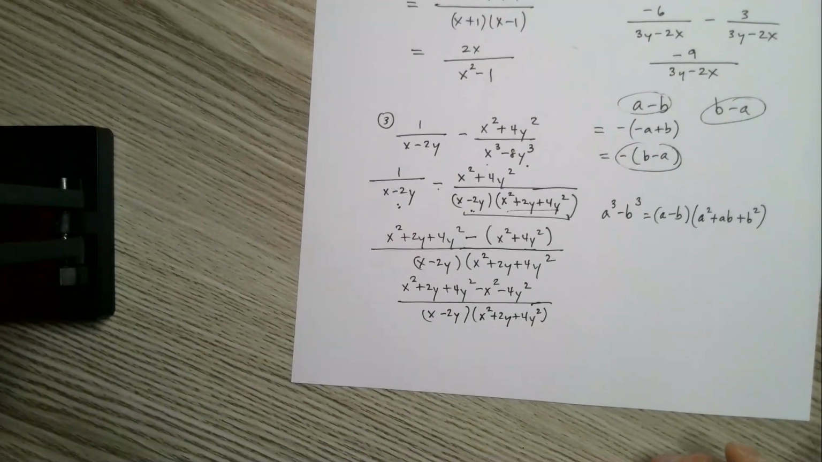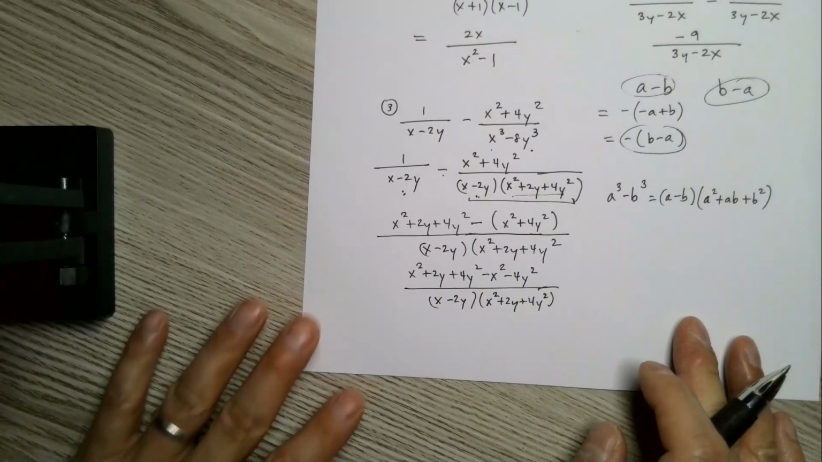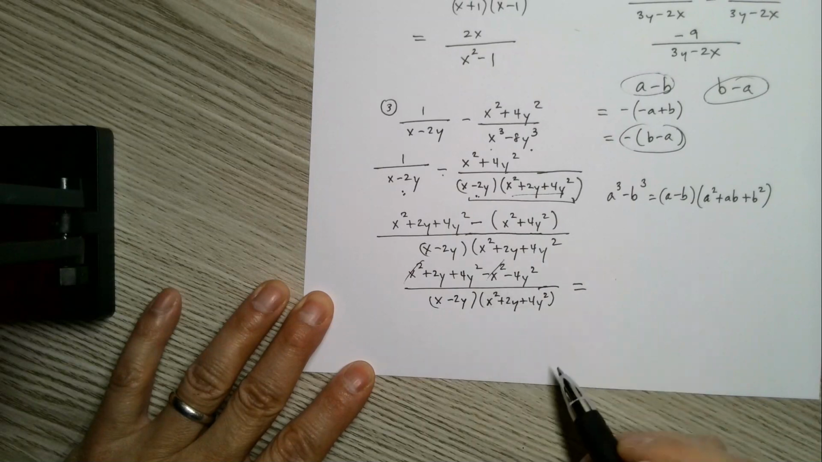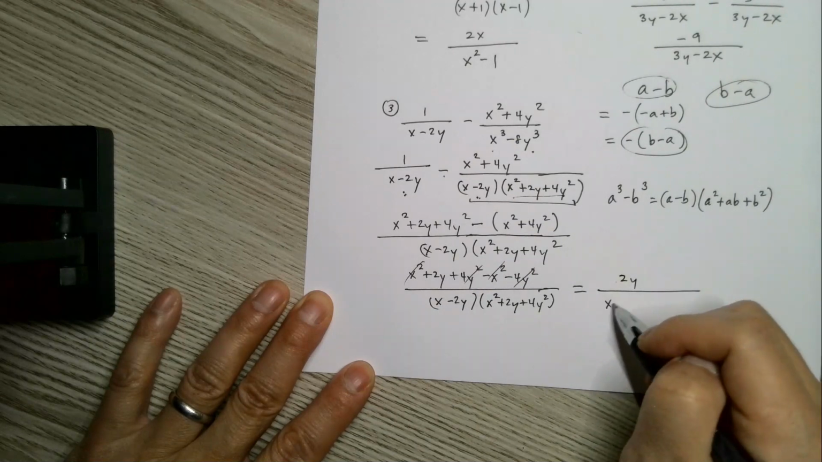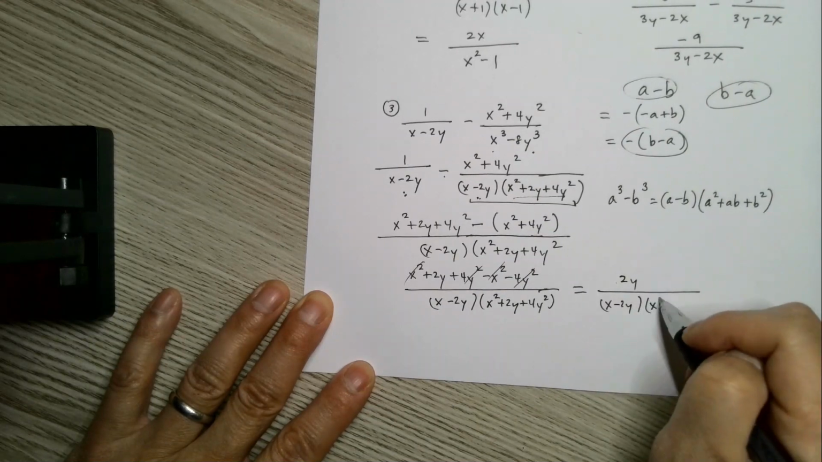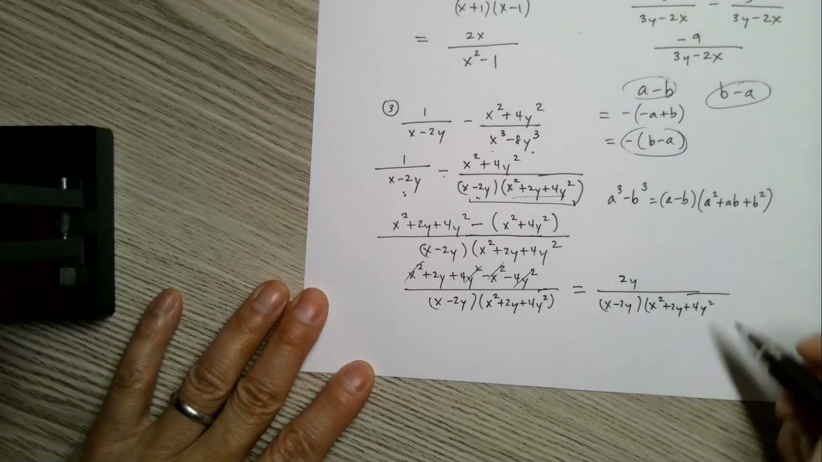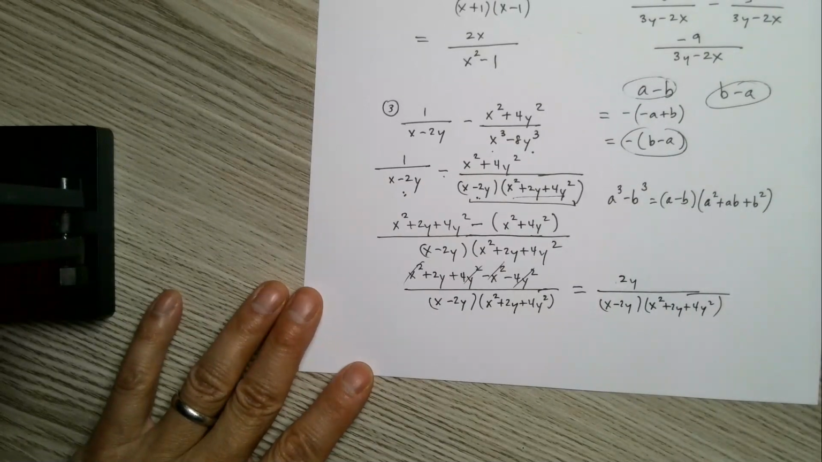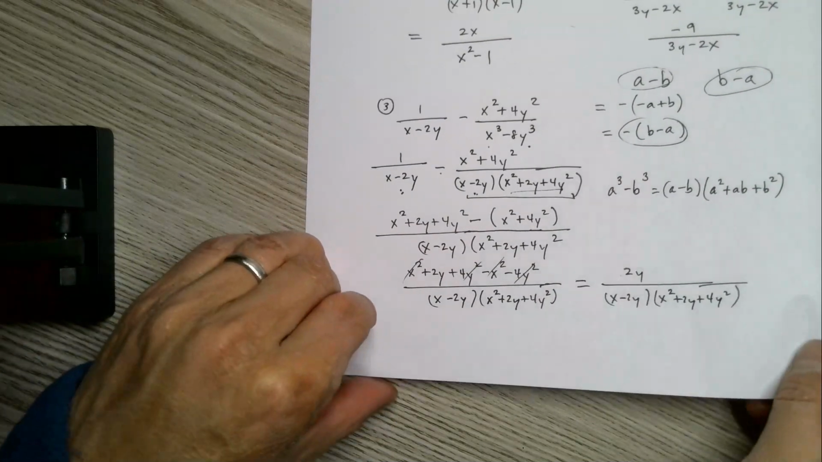And yeah, it looks like I can cancel out these x squareds and these 4y squareds, and I'm left with 2y over x minus 2y. Okay, there we go. Okay, I've got one more.